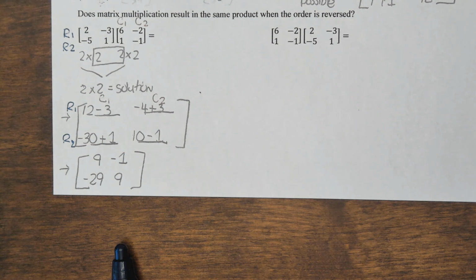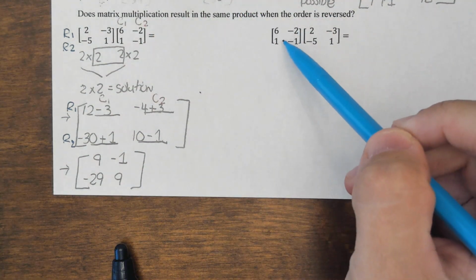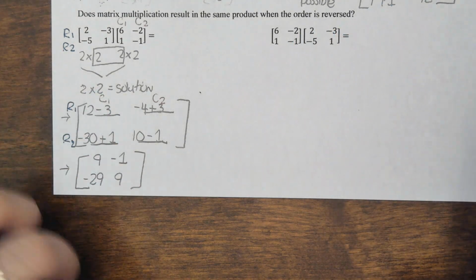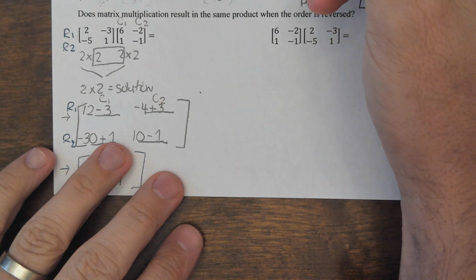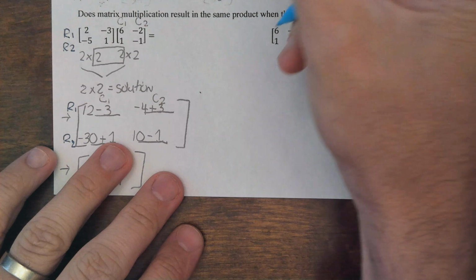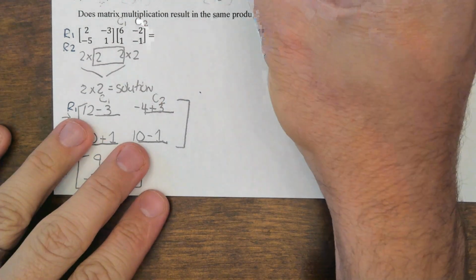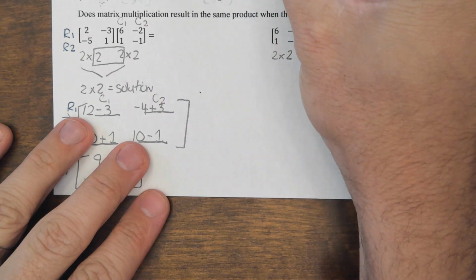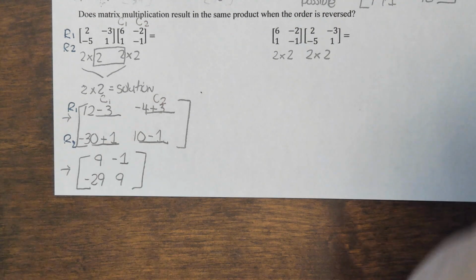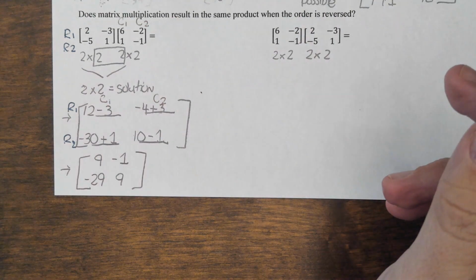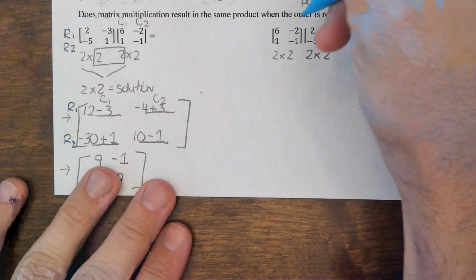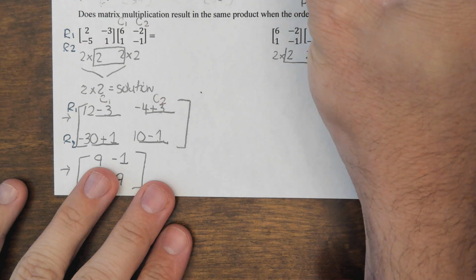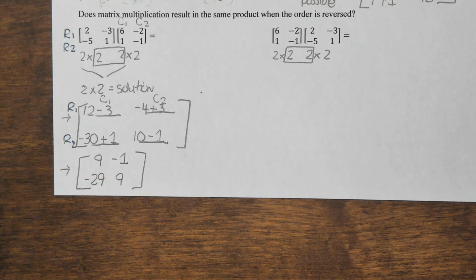Now let's look at what happens when we switch the order. So now we're taking our original second matrix, flipping it with the first matrix, and multiplying those together to see what we get. In this case, we're going to do a 2 by 2 times a 2 by 2. So in this case, it still works, because we have the middle numbers matching.